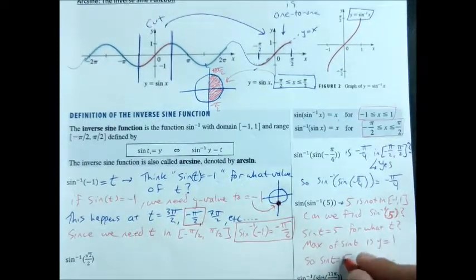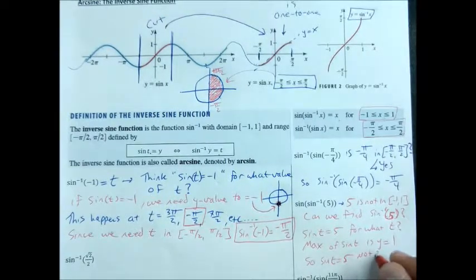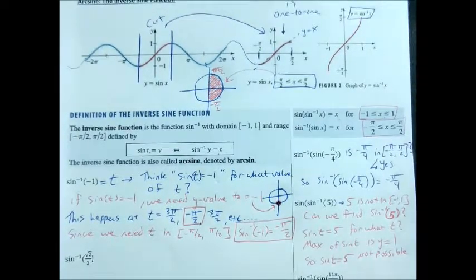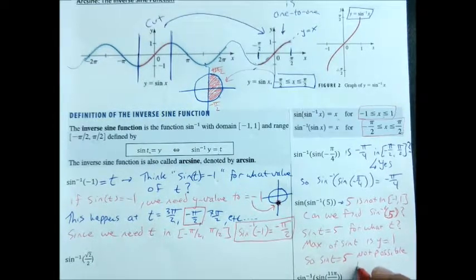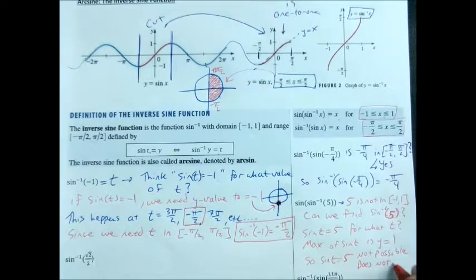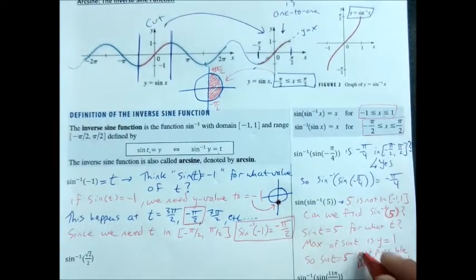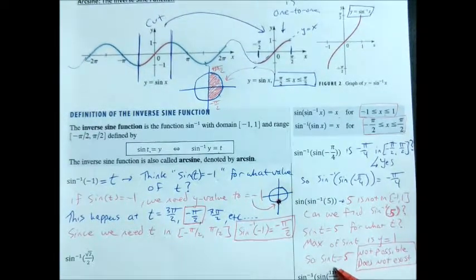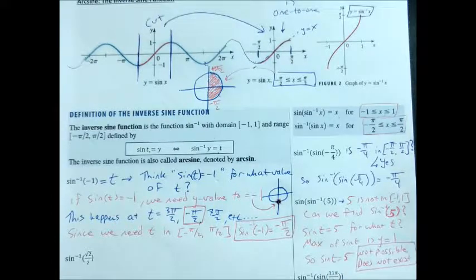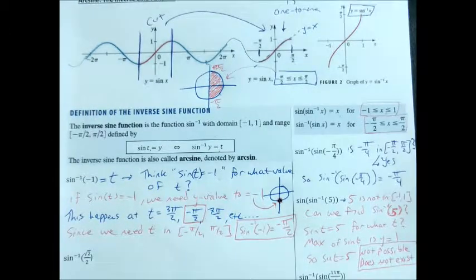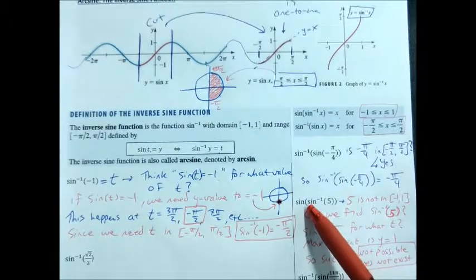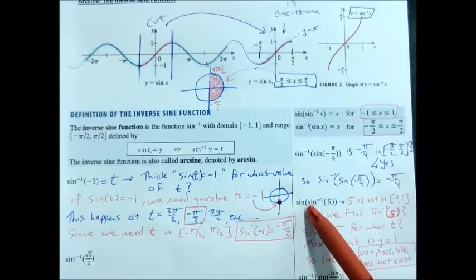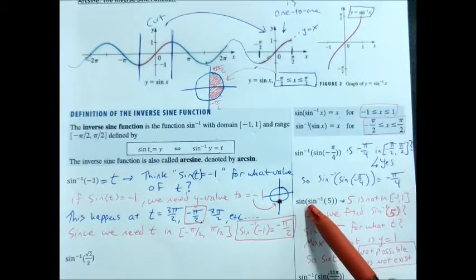So sine inverse of 5 is not possible. And it depends on how they want you to answer it in the homework. I think they want you to say something like, does not exist, maybe. So that's why this problem doesn't work. You can't do sine of sine inverse of 5, because sine inverse of 5 doesn't make sense. You can't plug a t into sine and get 5 out. Yeah, so if this was 5 sine inverse of negative 1 of 5, then you could do something like that. But since it's not, you can't, right?